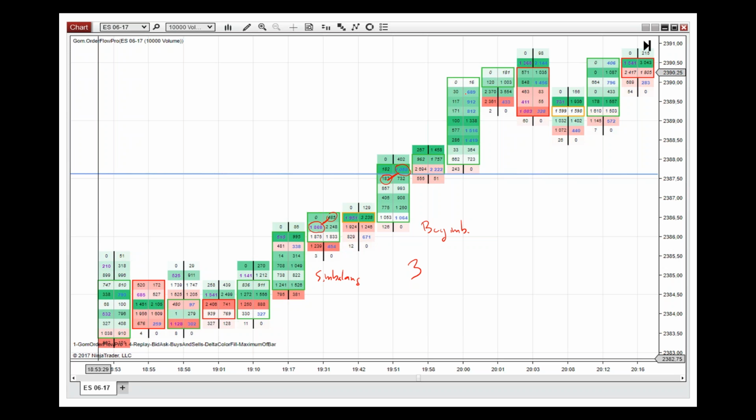Okay, so we put a diagonal comparison here, and we compare if this number is 3 times or more bigger than this number, or if this number is 3 times bigger than this number. And when this happens, we have a buyer or seller imbalance.